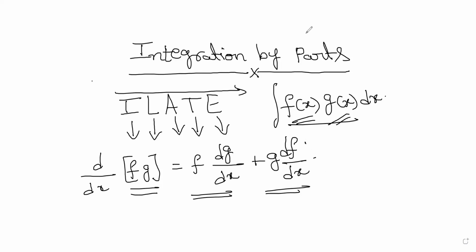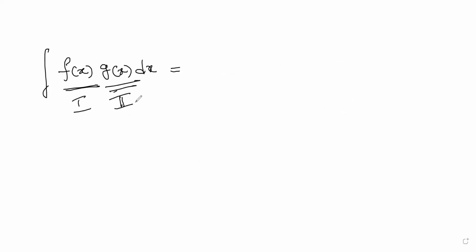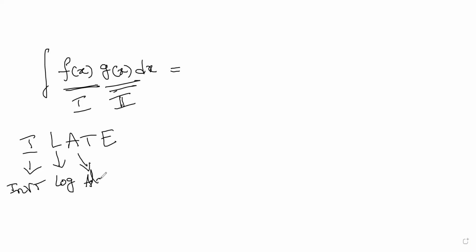So let's move on to how this formula works. It is something like integral of f of x into g of x dx. This is how integration by parts works. f of x we choose as the first function, and g of x is the second function. The choice of the functions follows this funda IITJEE: I stands for inverse trigonometric, L for logarithmic, A for algebraic, T for trigonometric, and E for exponential functions.